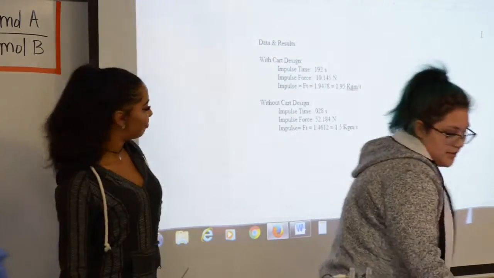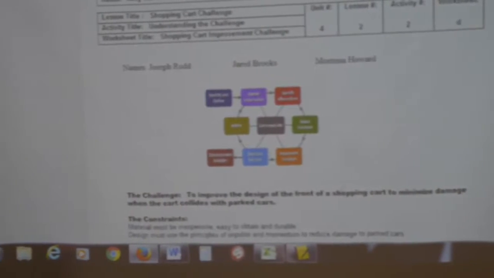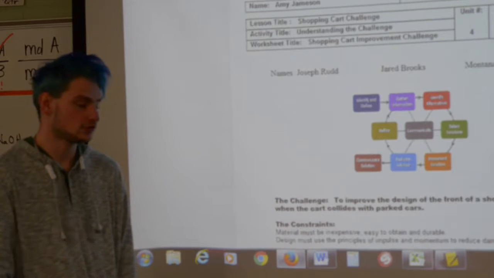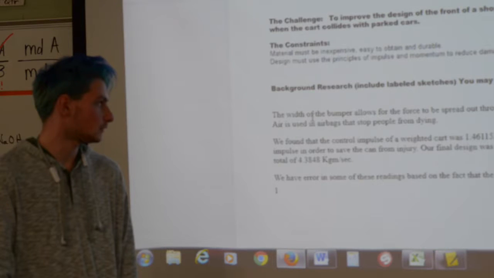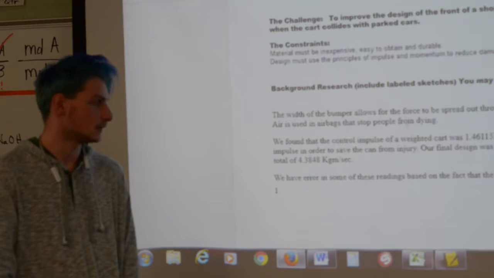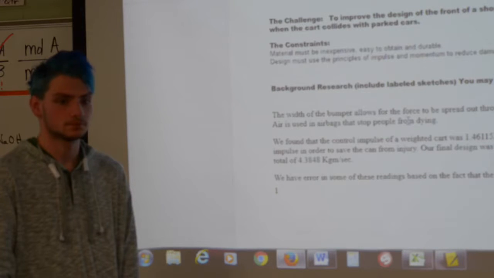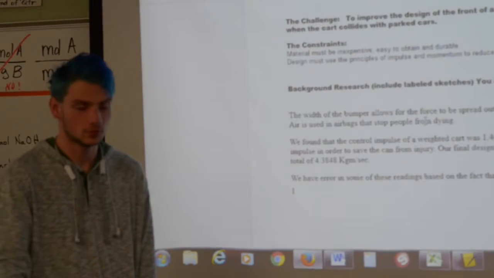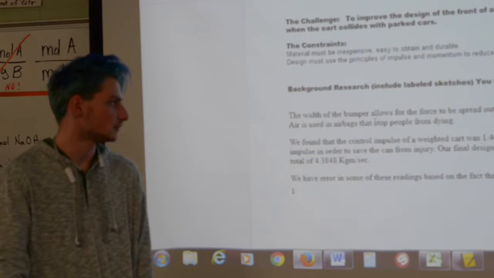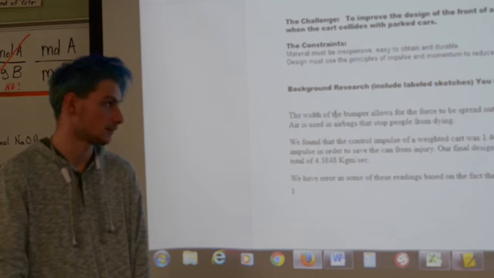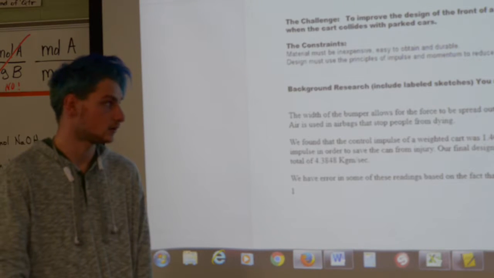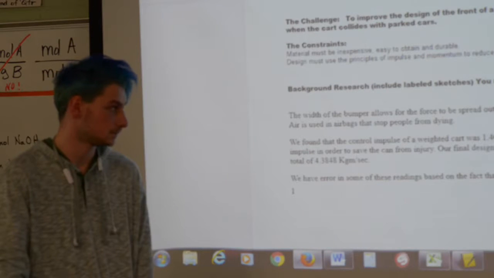Cool. Awesome, very nice. So, the challenge was that we had to create a shopping cart that would minimize damage and denting to parked cars. And so for some background research, we knew that spreading out force helps with lowering the amount of damage done because it's not focused on a single point. We also know that air is often used in airbags, which causes other force. We also know that air resistance also helps slow down carts. So we decided to have a wide bumper, which would cause drag and also help to spread out the force at the same time.